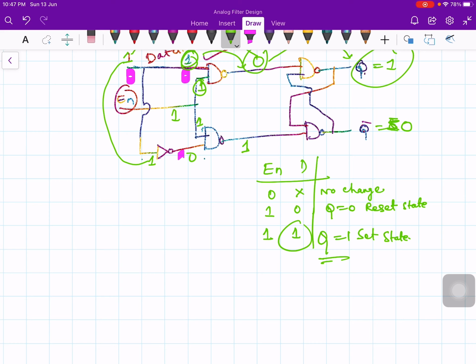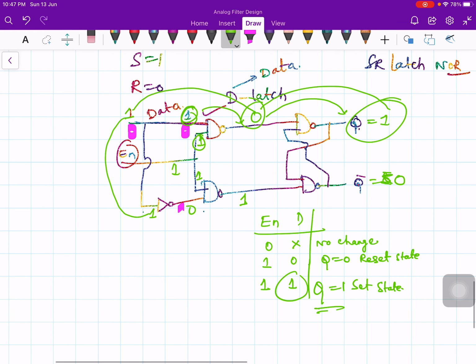Because the D latch has the ability to hold data in its internal storage. Whatever you give here, the same thing appears here. That means it stores the data as long as the power is on. Okay, so it stores the data indefinitely. That is why this is called a D latch, data latch. If you give 0, it holds 0. If you give 1, it holds 1.